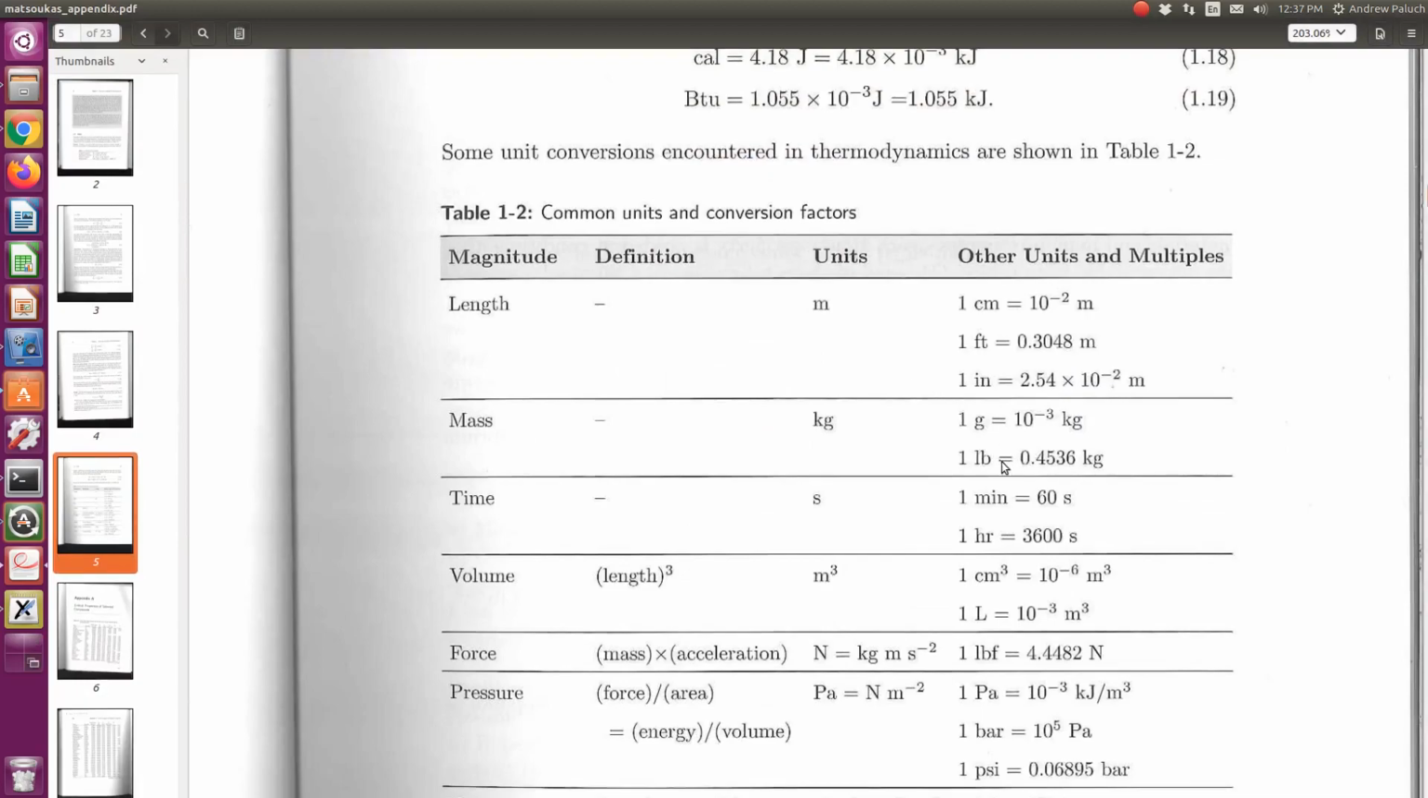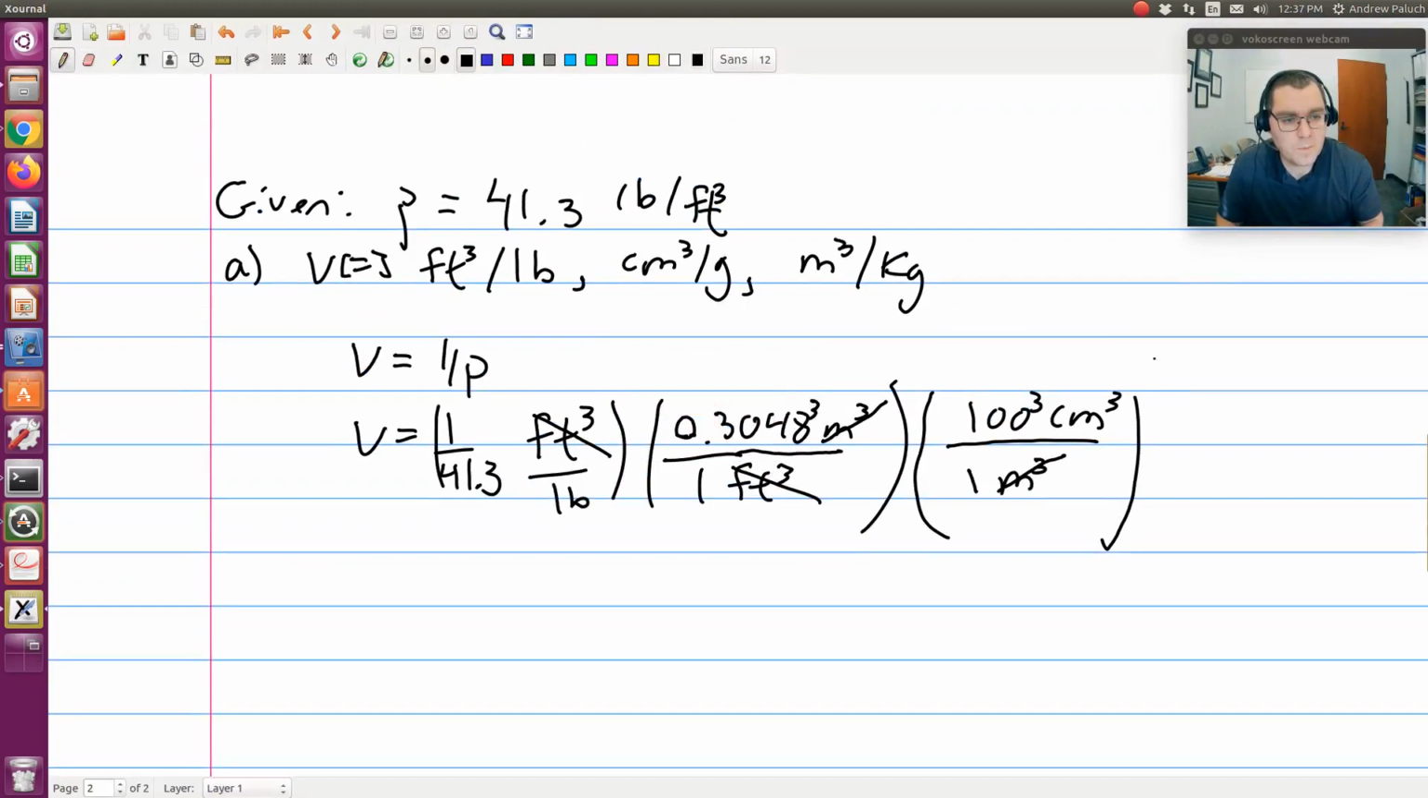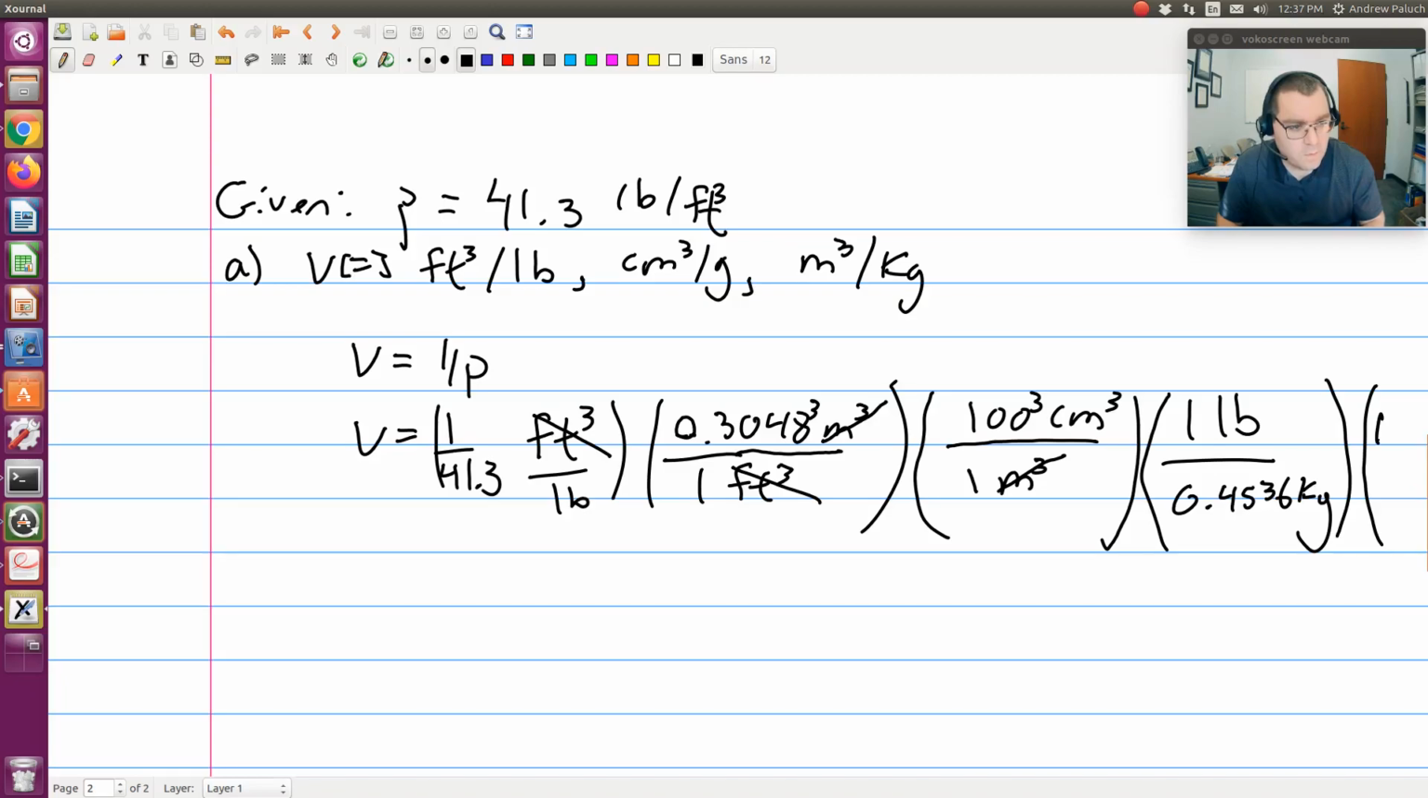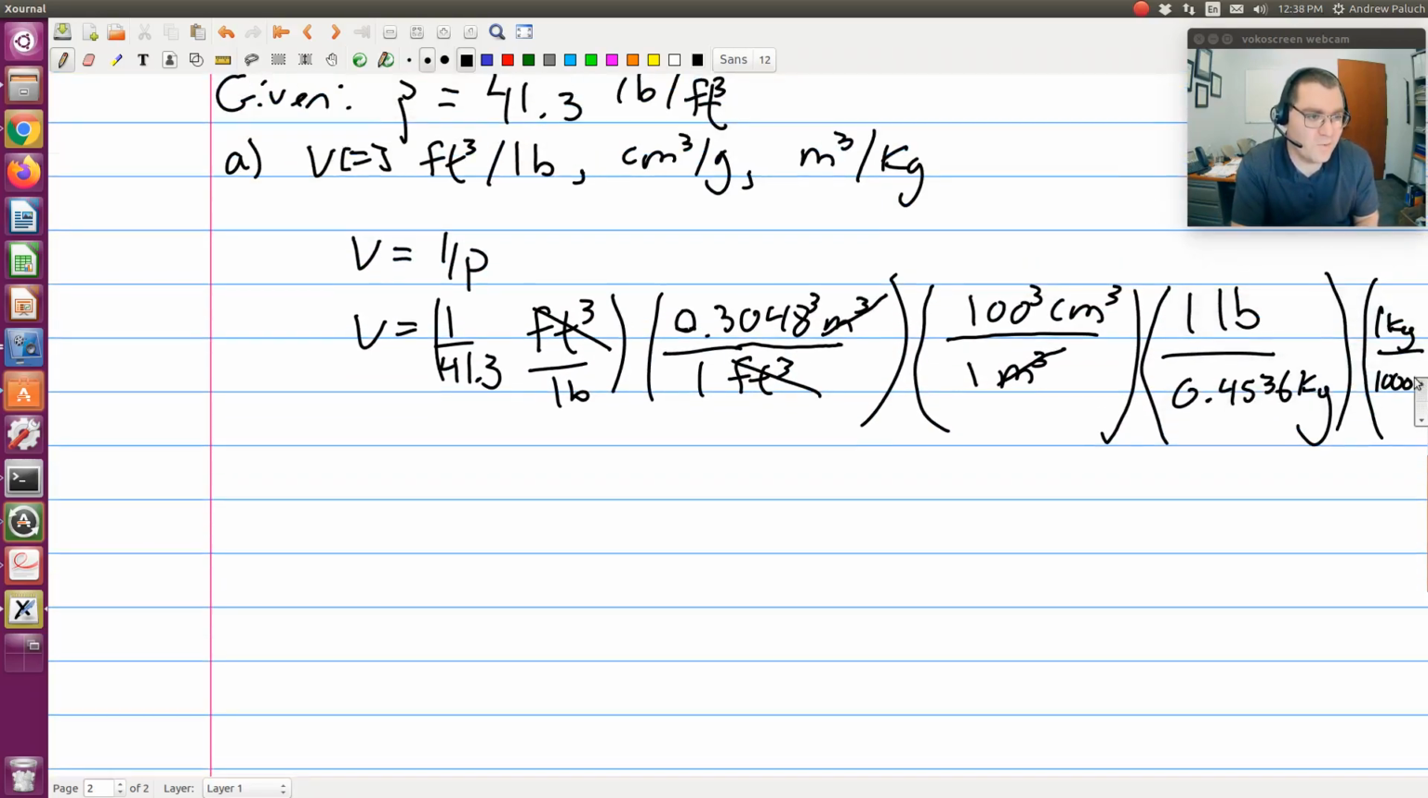So mass, 1 pound is 0.4536 kilograms. So 1 pound's on the bottom. So 1 pound is 0.4536. Then SI, I know that 1 kilogram is 1,000 grams. Sorry, I'm running out of page here. So pound gets killed here, kilogram gets killed there, and I'd be left with centimeters cubed per gram. So it's just a matter of using your table of conversion factors to perform said conversion.